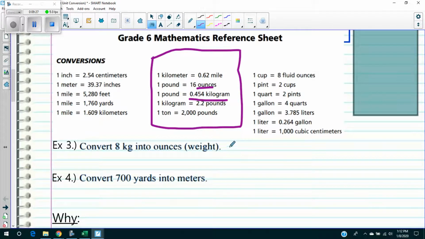Now, I'm going to do it the super traditional way, so I'm going to write it out. I'm going to do kilograms to pounds first. So maybe, should I color code this? Yeah, all right. Kilograms to pounds. I'm going to underline these two because both pounds are in green. Okay, so kilograms to ounces.